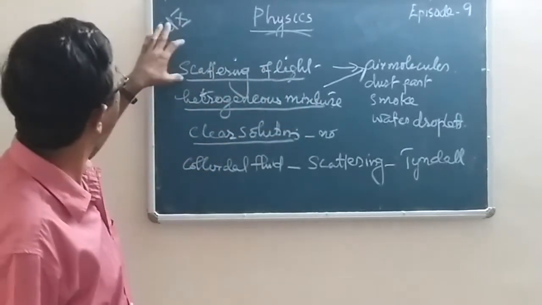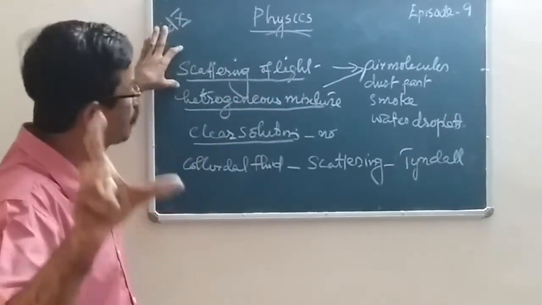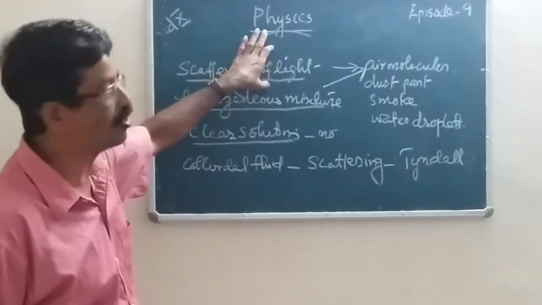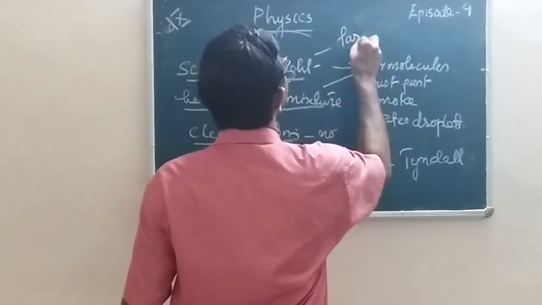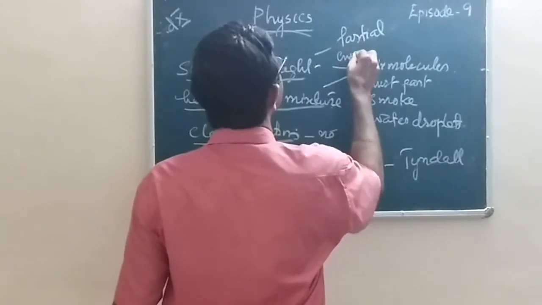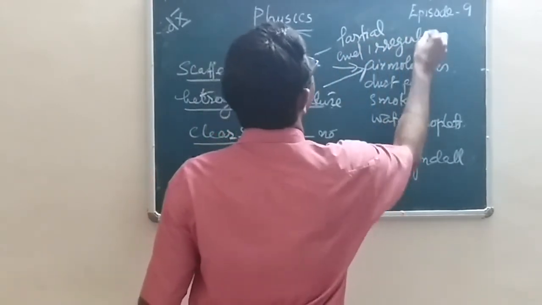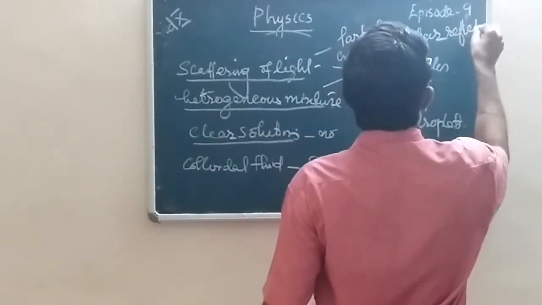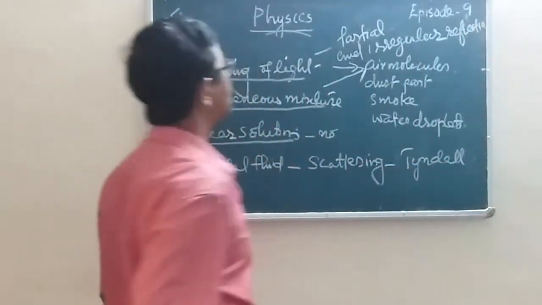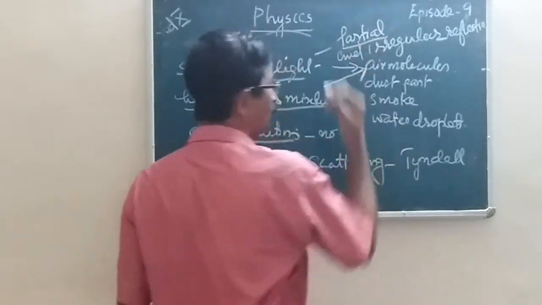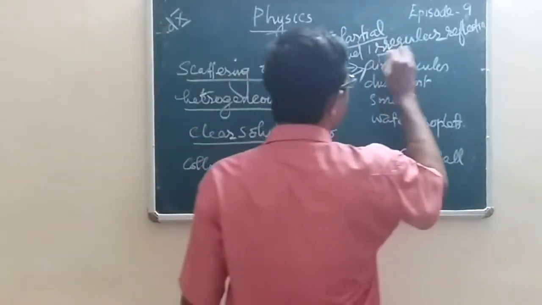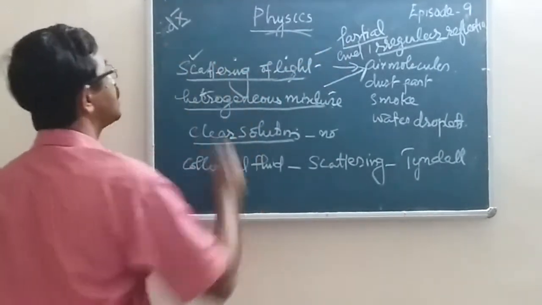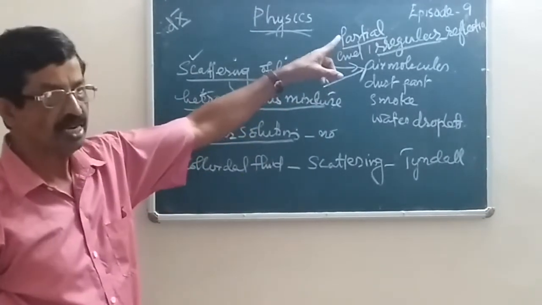And when light passes through this heterogeneous mixture, partial and irregular reflection takes place. Two words you have to remember: one is partial, the second one is irregular reflection. These two together constitute scattering. What is scattering? Partial and irregular reflection.